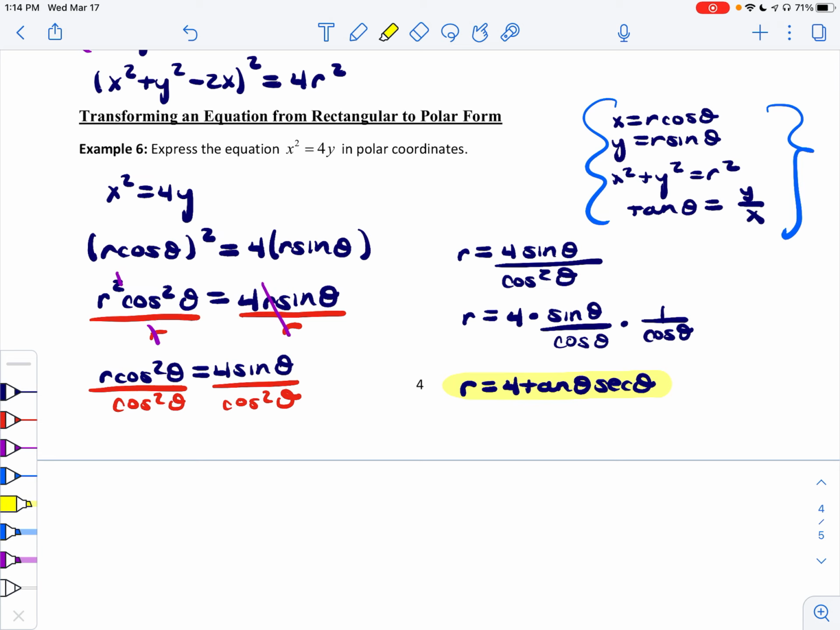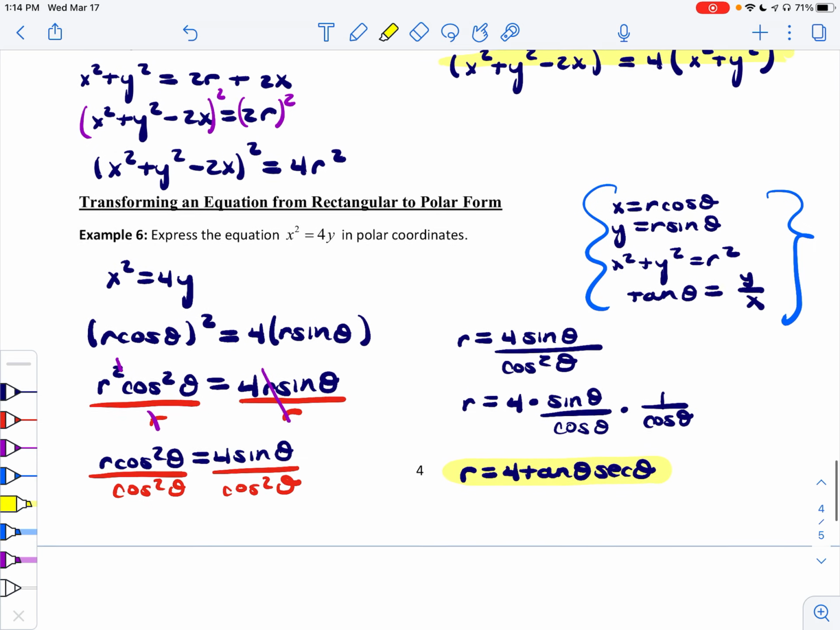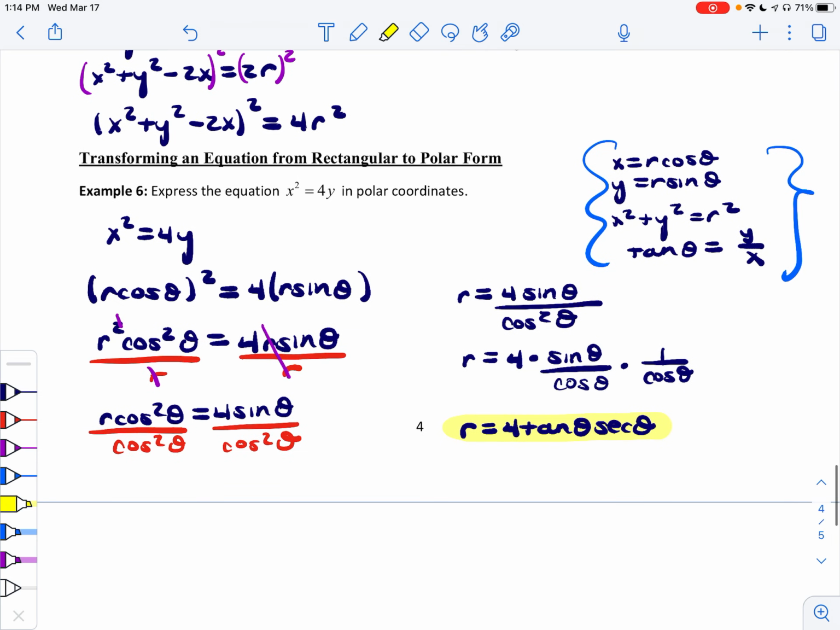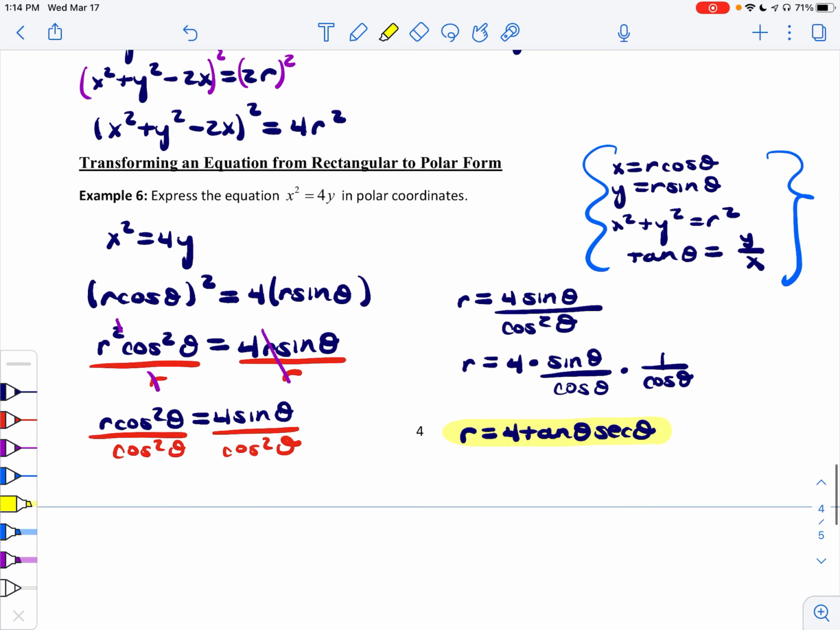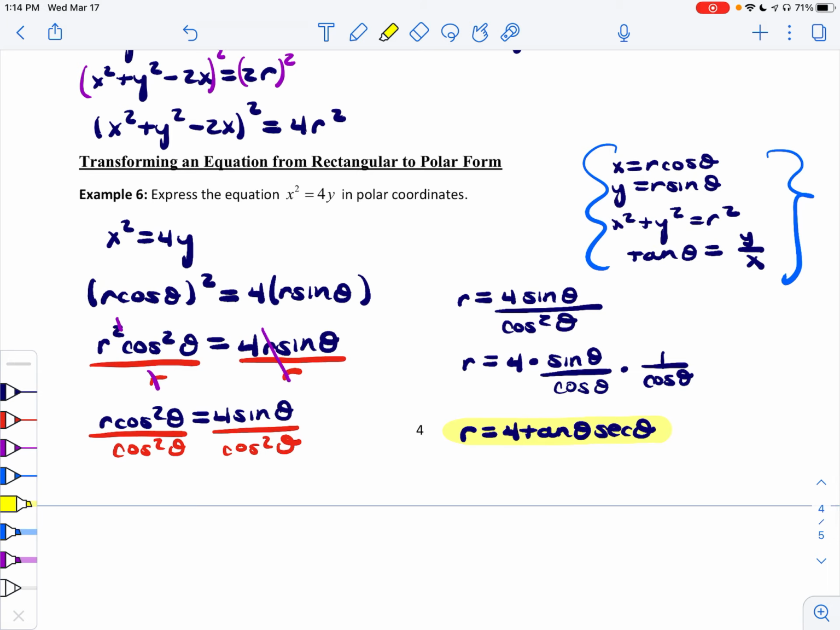Okay. All right, guys, so that is it for our polar equations. So you should be good to start working on the homework. And the next topic we're going to look at is taking these polar equations and graphing them.